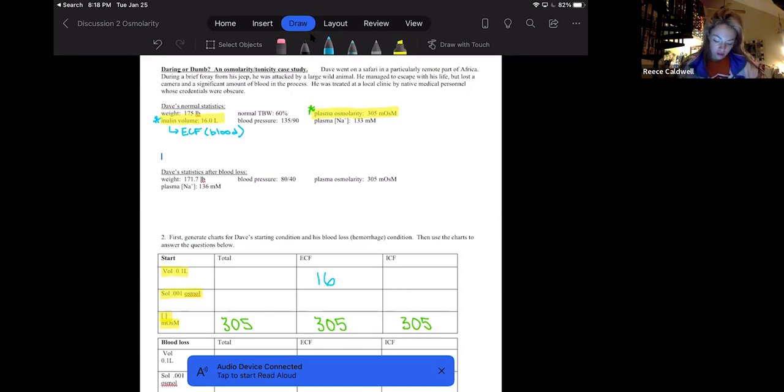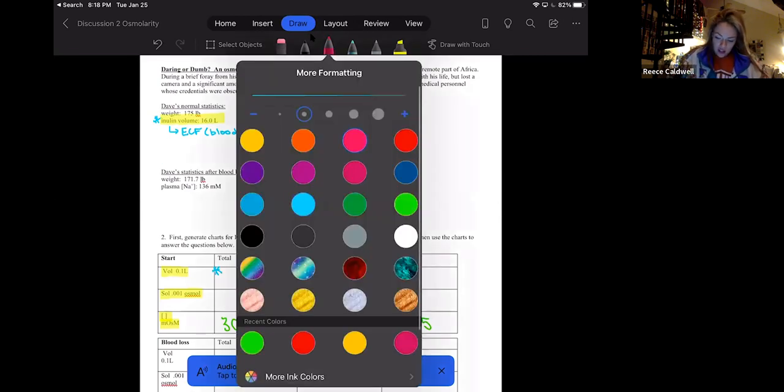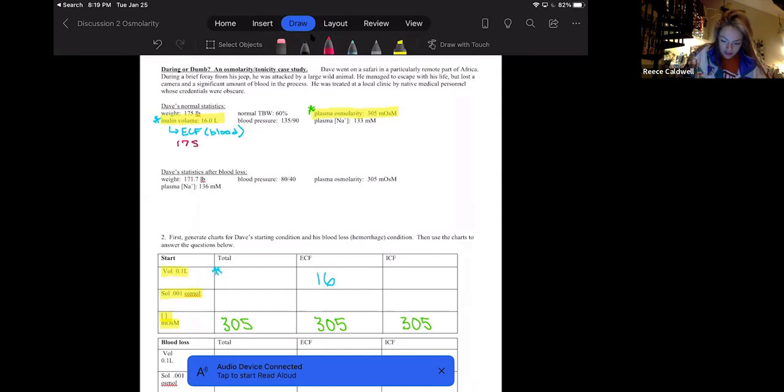So let's start by solving for his total body volume. How we solve for this is we take his weight, which is 175 pounds, and divide it by 2.2 because we need to convert it into kilograms. When we do this, what we get is 79.55 kilograms. Now that's not his total body volume because we need to account for total body water. So we need to multiply it by this total body water right here. So 60%, we're going to take that 79.55 kilograms and multiply it by 0.6.